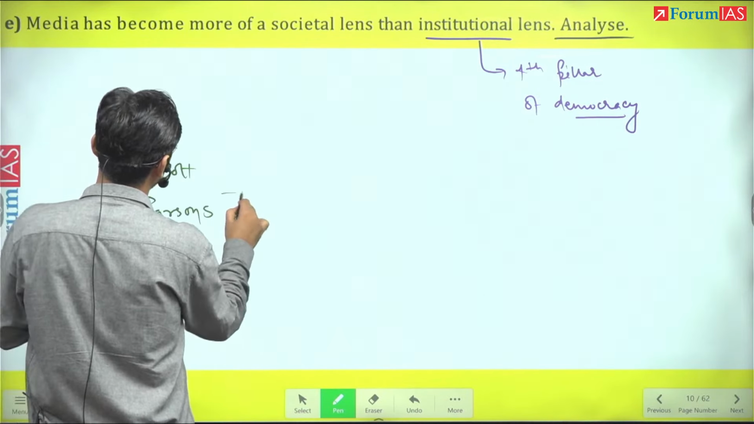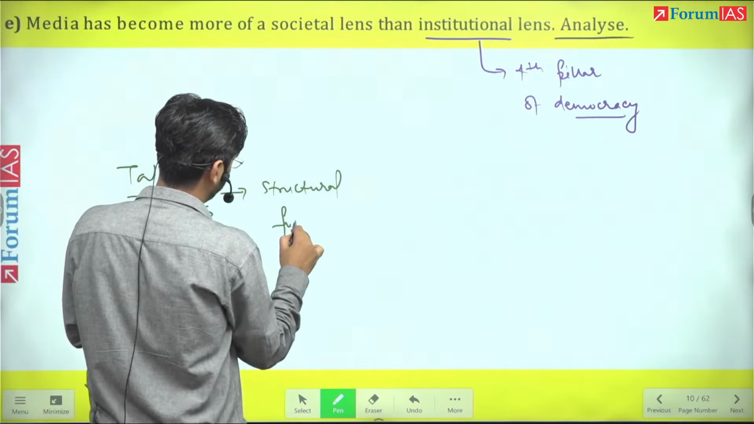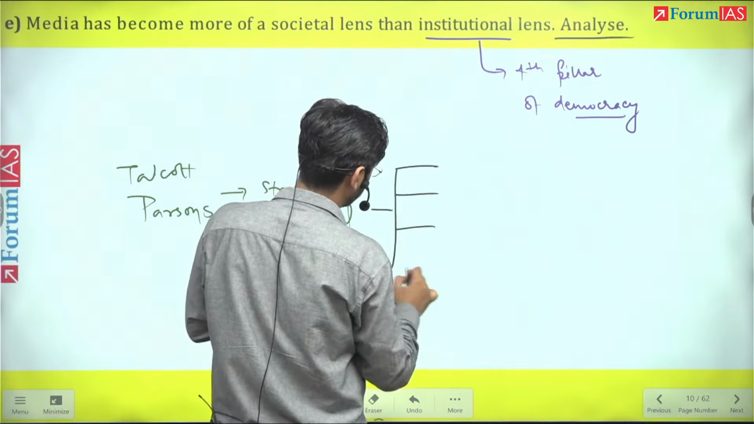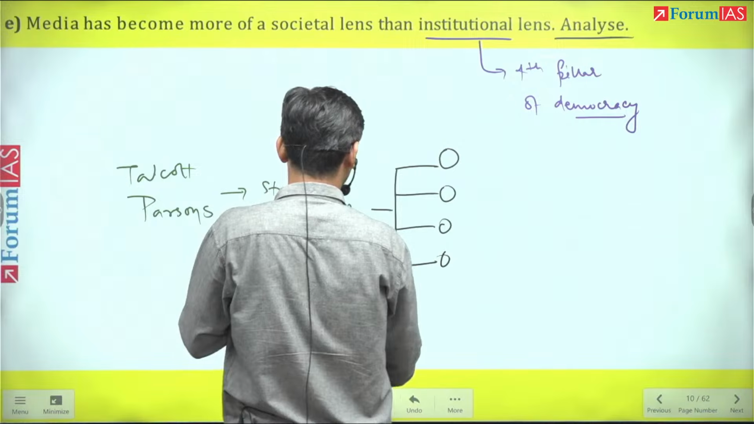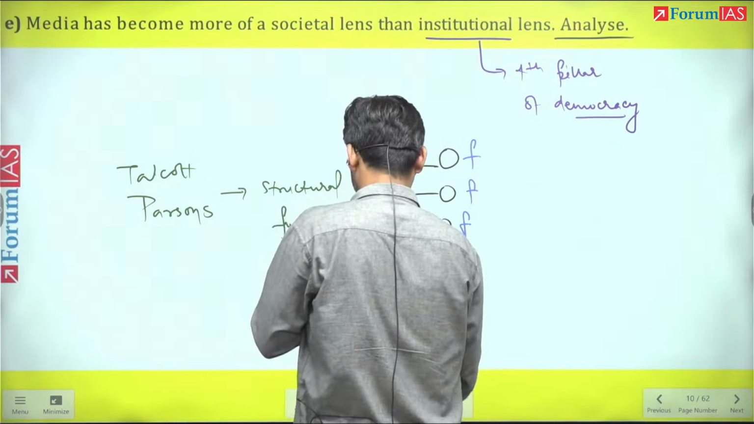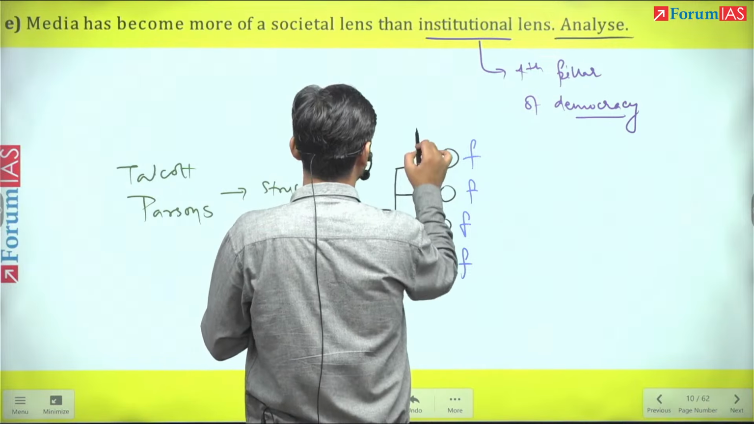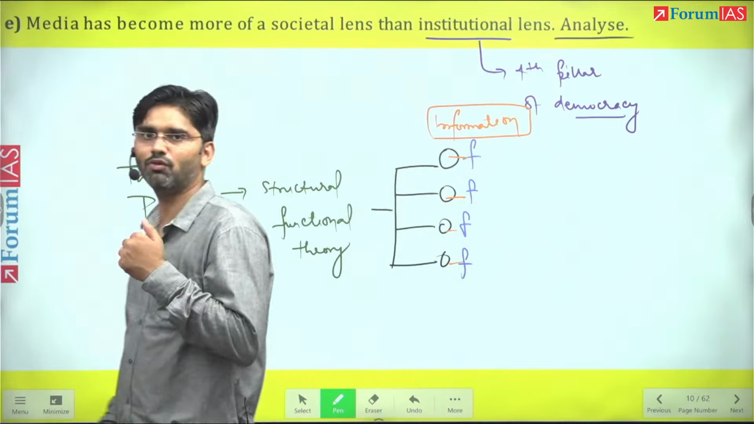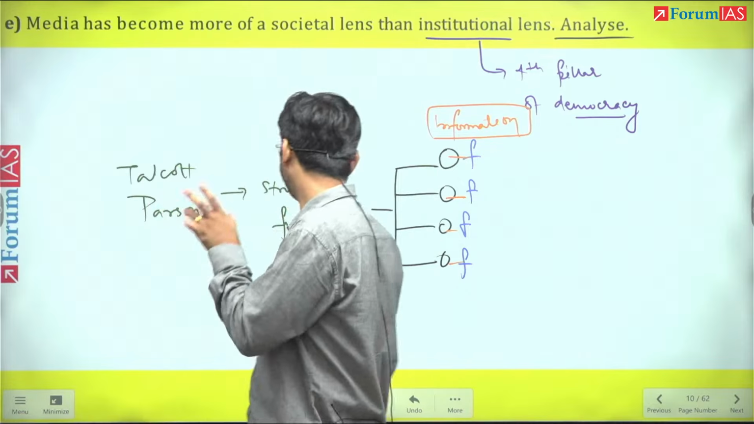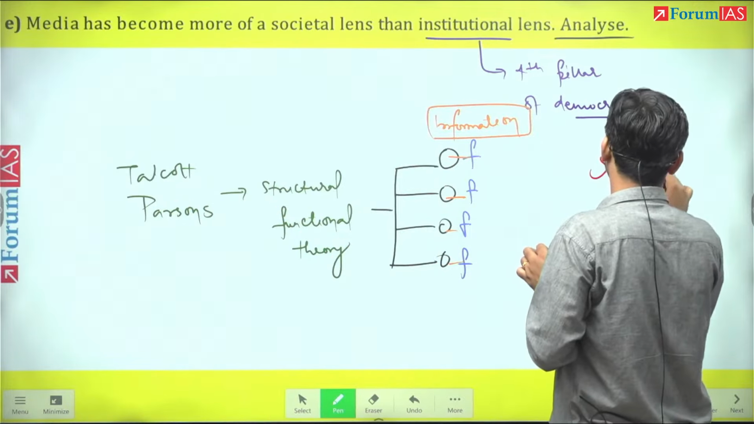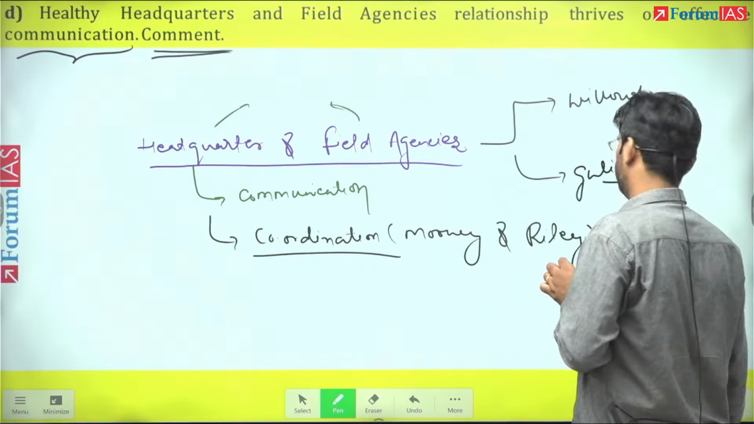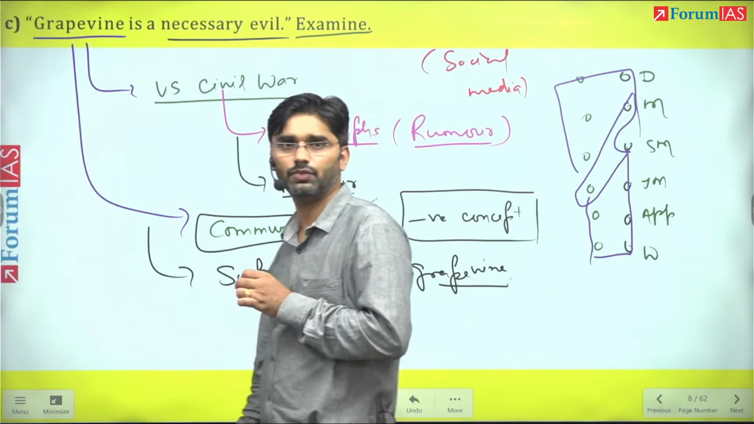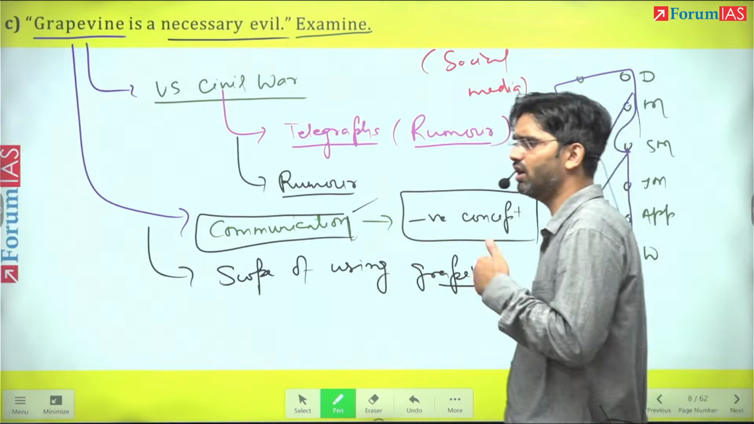Parsons. He gave one theory called structural functional theory. The theory simply argues that structures in society are performing their function, and that is how society survives. And information is a key here. But what has happened? Social media is a double-edged sword. A very good example of grapevine is social media.